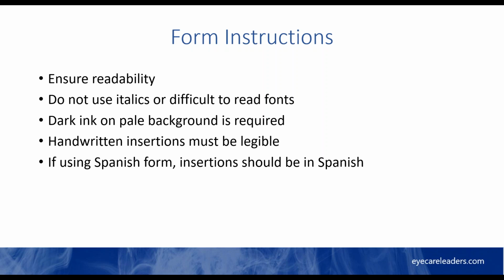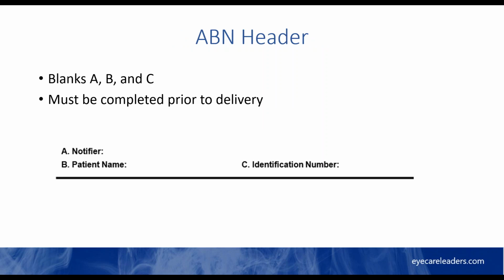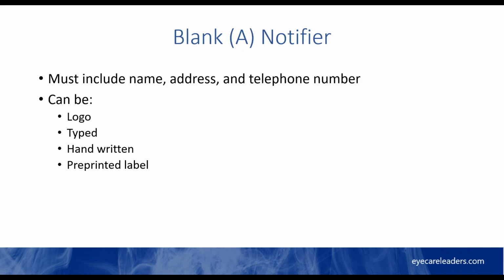So if you take a look at one of the ABN forms, the top part, which I have shown here, blanks A, B, and C. This is the header of the notice, and it must be completed by the notifier prior to delivering the ABN. Okay, so we have to have the notifier. So who, that would be, you know, your company name, right? You can have your logo at the top of it, patient name, and then their identification number as well.